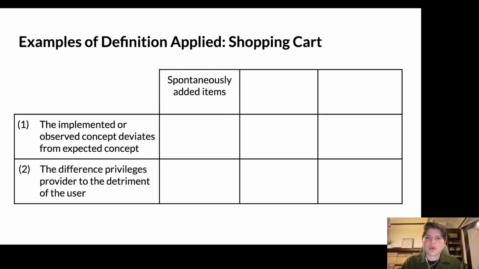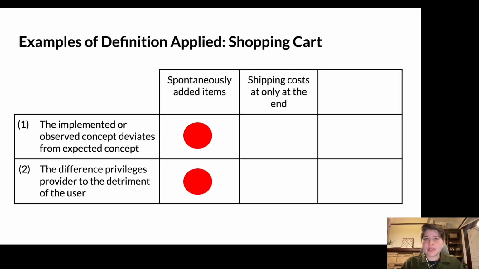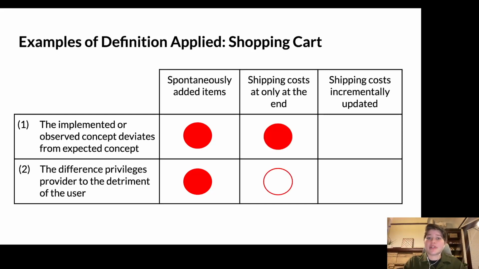First, imagine a shopping cart where items are spontaneously added without the user taking any action. This behavior clearly fulfills the first part of the definition. Based on all past interactions with shopping carts, we expect items to only be added to our cart when we put them there. It also fulfills the second. This would cause financial harm to the user to the benefit of the shop. Now, consider a shopping cart where items are only added by the user, but it only shows shipping costs at the end. Again, this hiding of information harms the user to the benefit of the shop. But this behavior is how almost all shopping carts behave. Therefore, most users would find it to be solidly within their expectations, making this not a dark pattern.